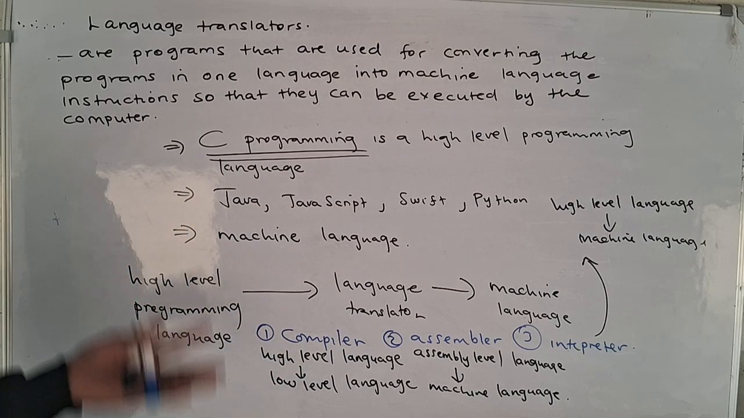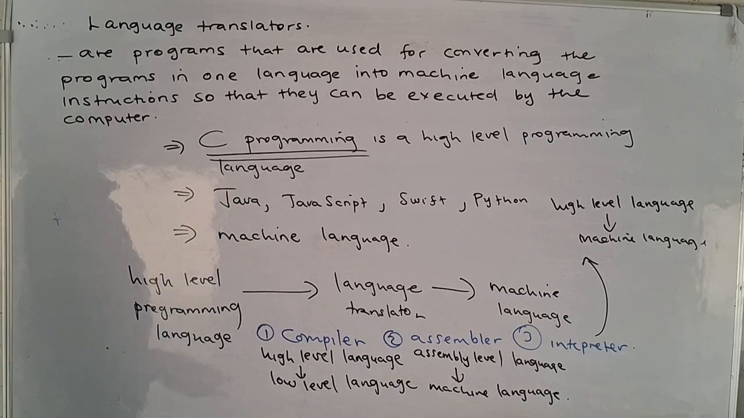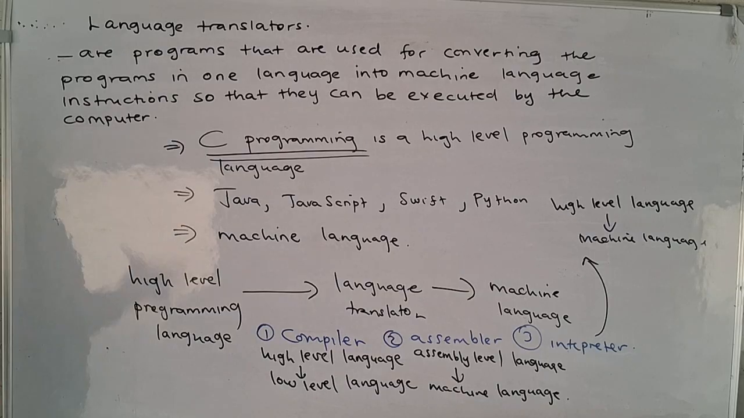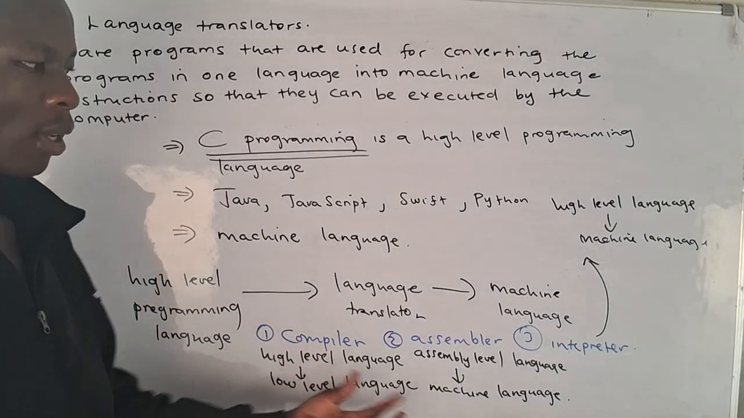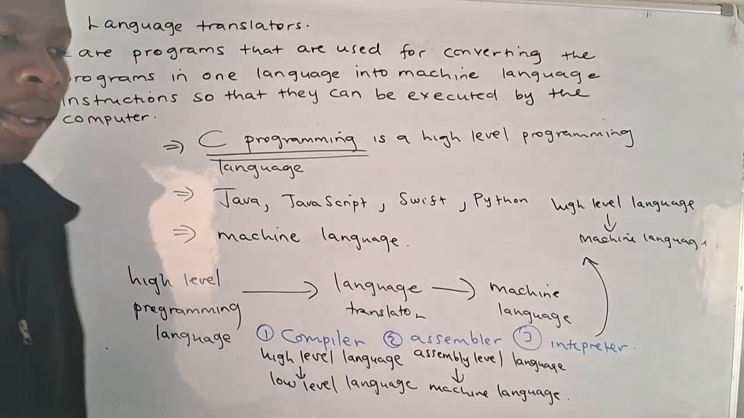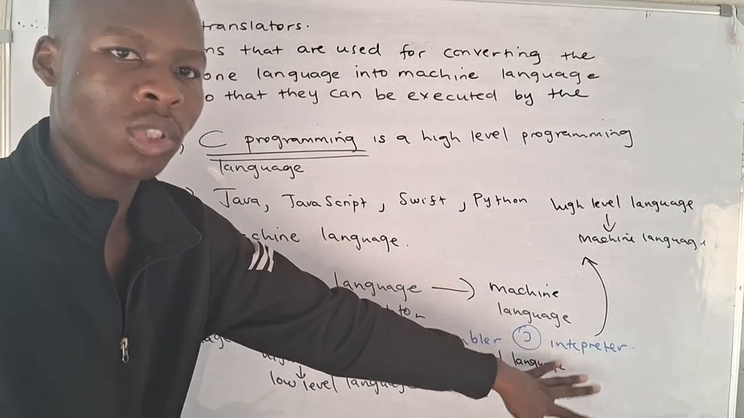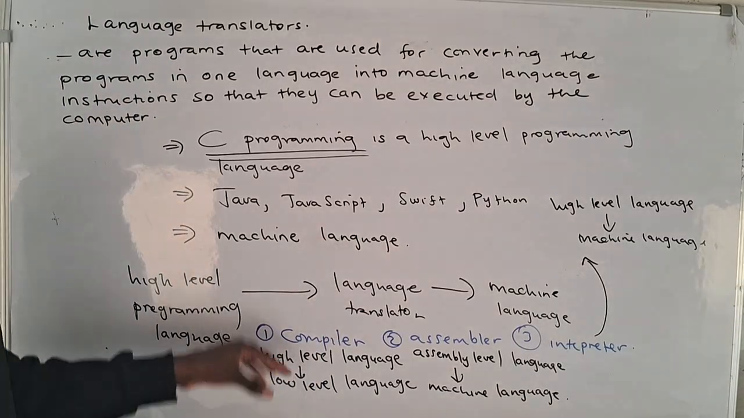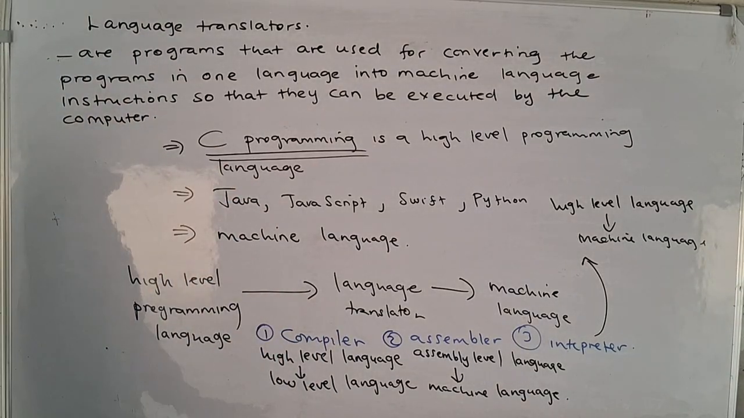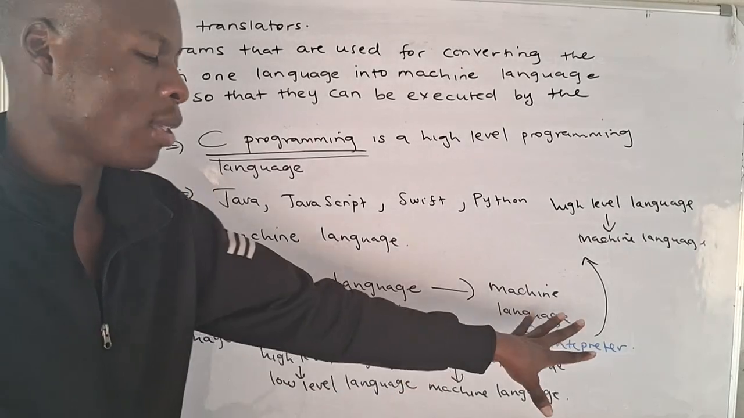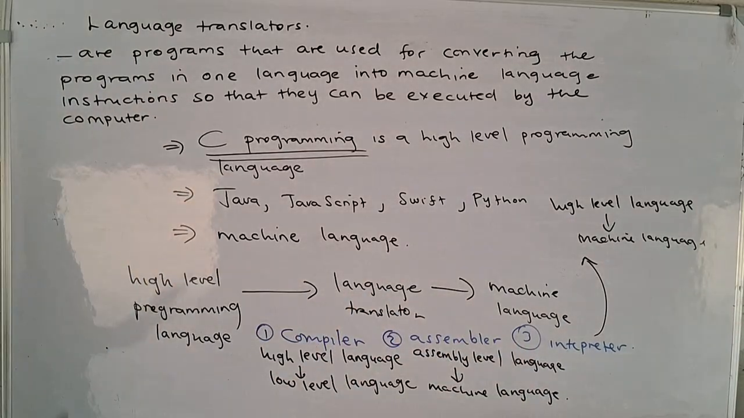We only have a few languages that are interpreted. Most of the languages use compilers. A few languages use interpreters. The compiler is faster, the interpreter is slow. The interpreter checks line by line, while the compiler checks the entire program. With a compiler it is difficult to locate errors; with an interpreter it is easy to locate errors.